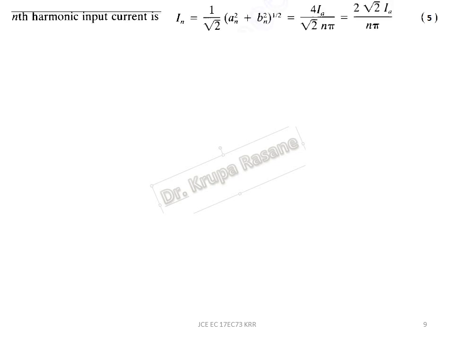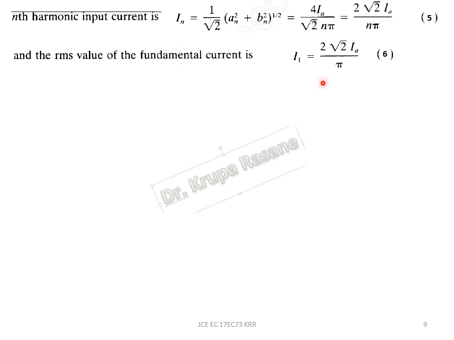So In becomes equal to 1 upon root 2, this is the formula for In, the nth harmonic component, into the square root of An square plus Bn square. So substituting the value of An and Bn, I should be getting 4 Ia upon root 2 into n pi. Getting this root 2 on top, this will become 2 root 2 Ia by n pi. And the RMS value of the fundamental current is when I put n equal to 1, I will be getting I1 as 2 root 2 Ia, obviously divided by pi because n is 1.